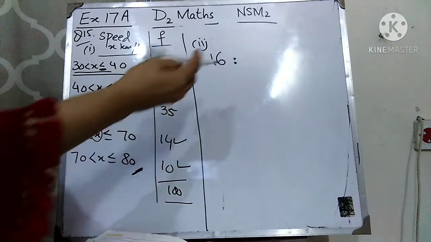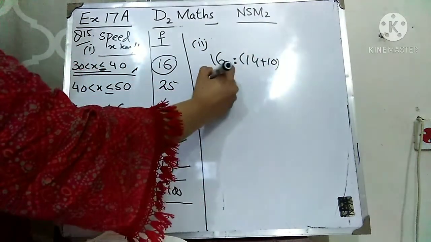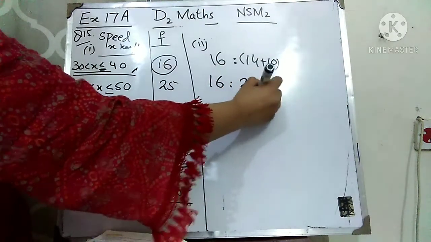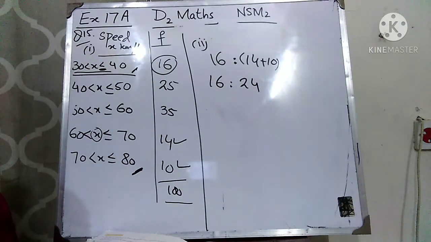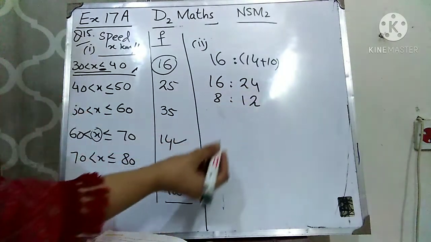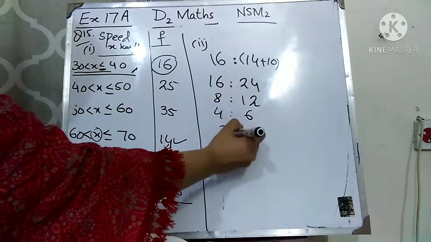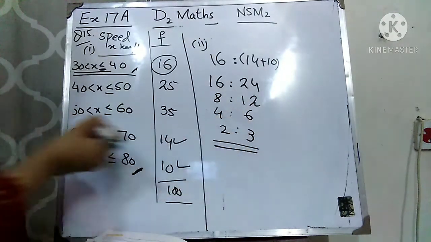So you can add these two values, because these two values are coming in the range where the speed is more than 60 till 80. So you will add these two values, 14 plus 10. So what will you get? 16 ratio 24. Now you will cut them.